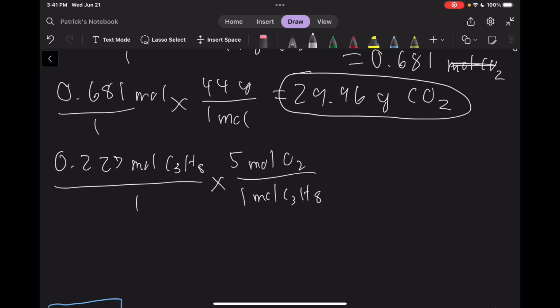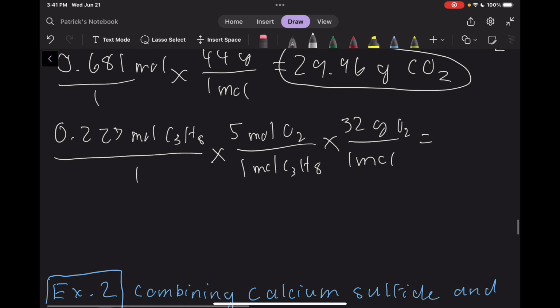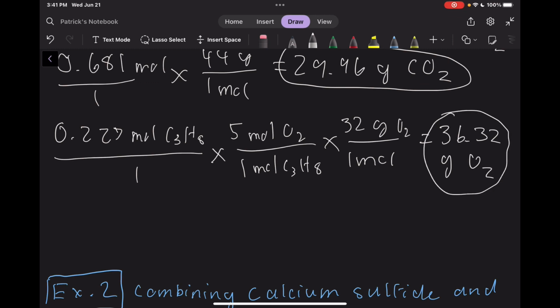We can actually shortcut our way through them by adding the molar mass of O2, 32 grams per mole, over here on the right. Thereby making this a one-step problem. If we multiply across these three numbers, we obtain 36.32 grams of oxygen gas needed to burn 10 grams of propane per this combustion reaction.